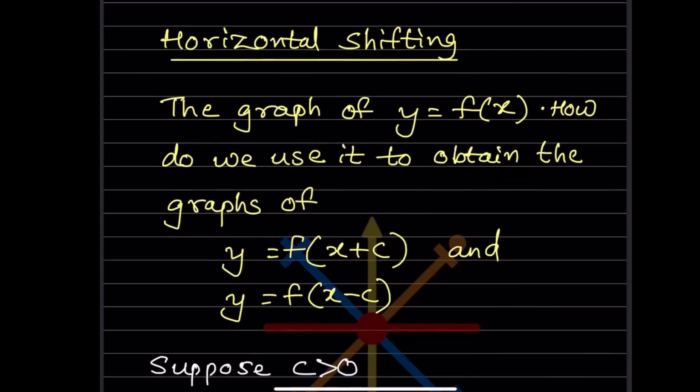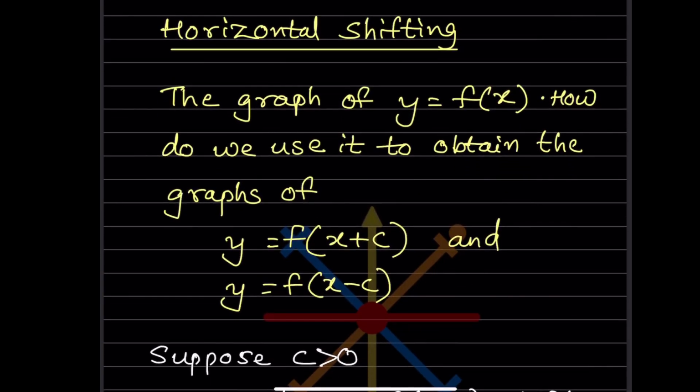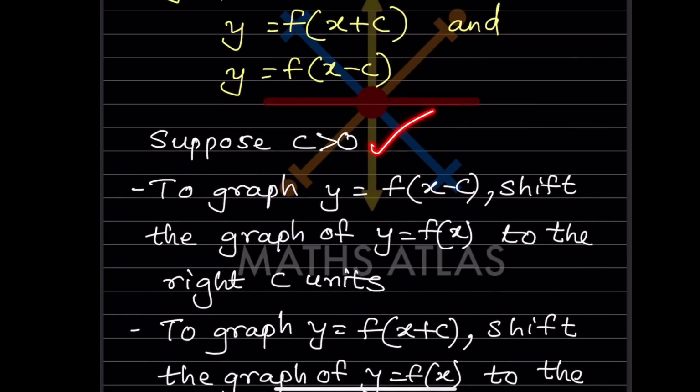So now let us see horizontal shifting. The graph of y is equal to f of x. How do we use it to obtain the graphs of y is f of x plus c and y is f of x minus c? Suppose c is greater than 0. To graph y is equal to f of x minus c, shift the graph of y is equal to f of x to the right, c units.